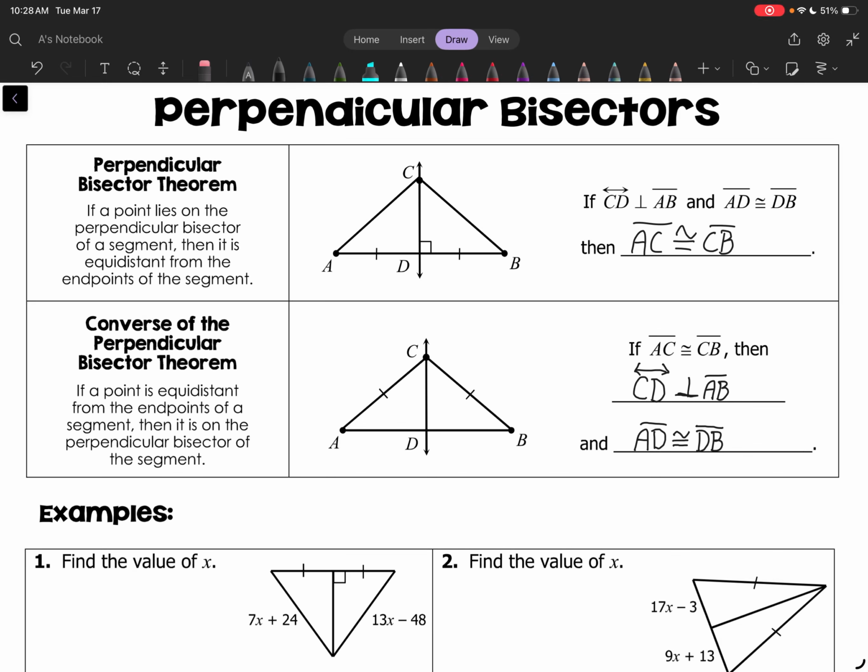Good day. Today we're looking at perpendicular and angle bisectors. The perpendicular bisector theorem: if a point lies on a perpendicular bisector of a segment, then it is equidistant from the endpoints of the segment.